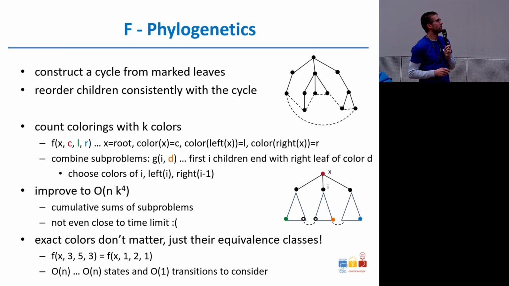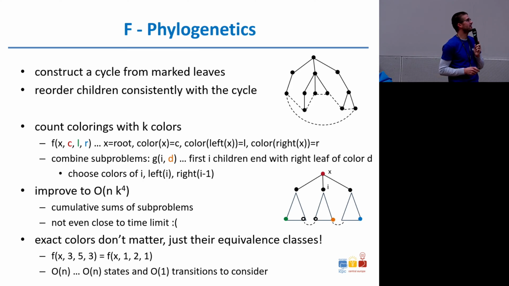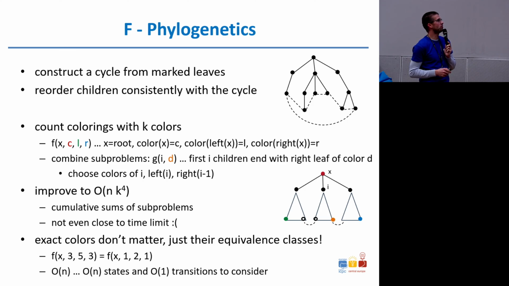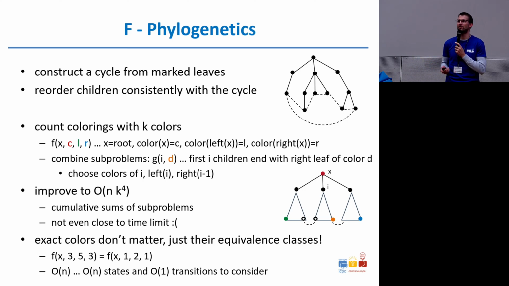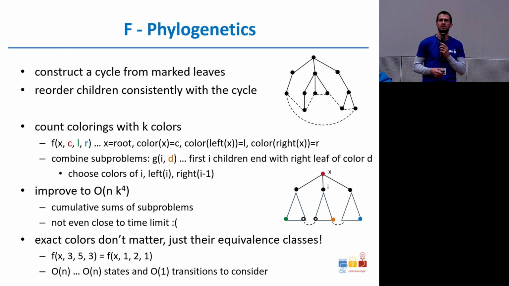So basically, we have a pretty large state and not so tiny transitions between these states. But we can actually improve this to n k to the power of 4 by using some cumulative sums for these subproblems. In most cases, we're interested in summing some subproblems over all values of some color which are not equal to, I don't know, red. For this, we can compute the cumulative sums and then just subtract whatever it is that we don't like. So we're making improvements, but we're not even close.